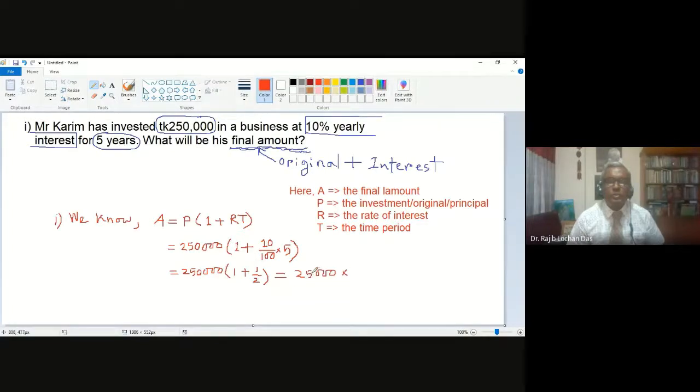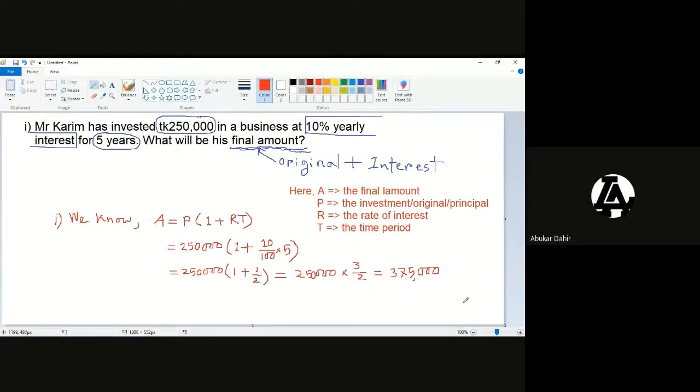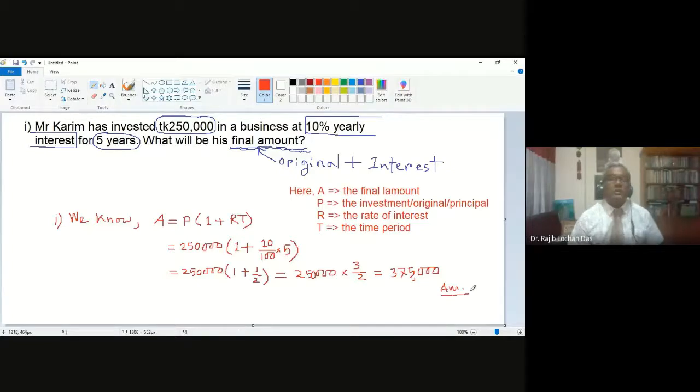$250, then 30. Okay. So it is 3 by 2, and it is what? So 12, 5, 375, 000. You check this out. Is this correct or not? Check it out. Is this correct? Yes, sir. Correct. It is correct. Okay, so this is how the result will come.